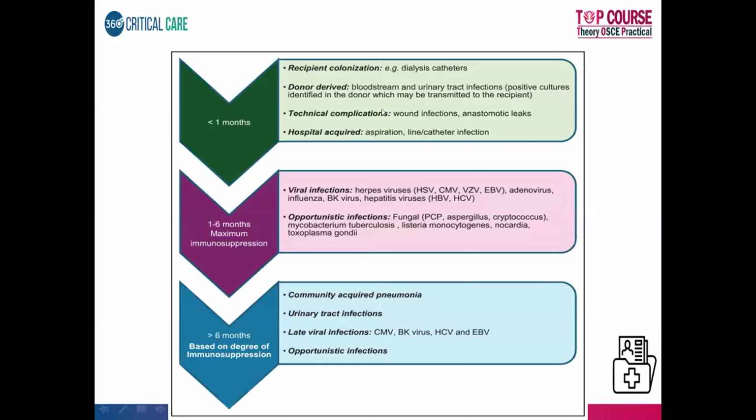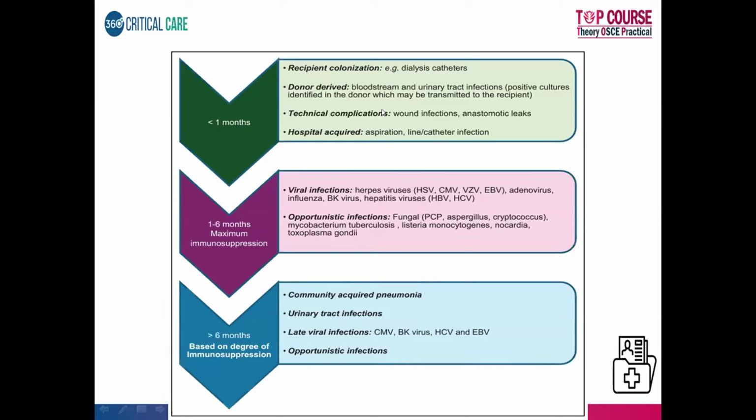Now, what happens in 1 to 6 months, where you have maximum immunosuppression? The most common infections would be viral infections and some opportunistic infections. In viral infection, HSV, CMV, VZV, EBV, adenovirus, influenza, BK virus, and hepatitis viruses are more common. In opportunistic infection, fungal infections, especially PCP, Aspergillus, and Cryptococcus, Mycobacterium tuberculosis, Listeria, Nocardia, and Toxoplasma are more common opportunistic infections in 1 to 6 months.